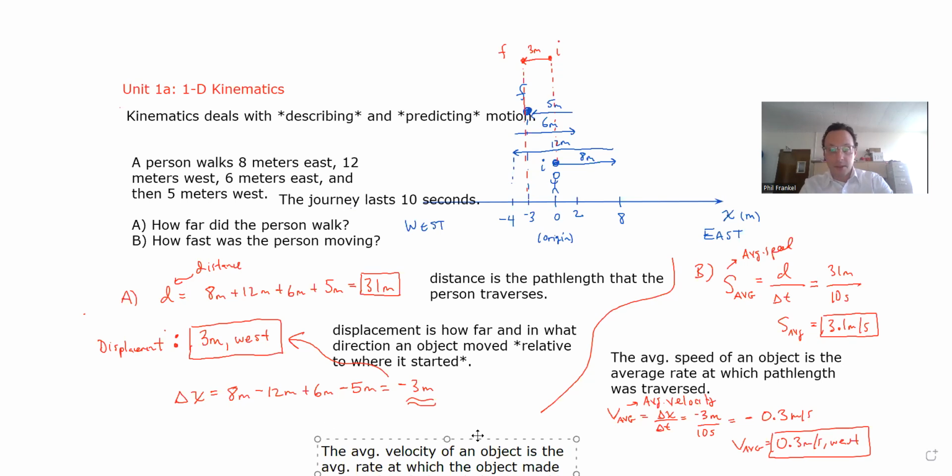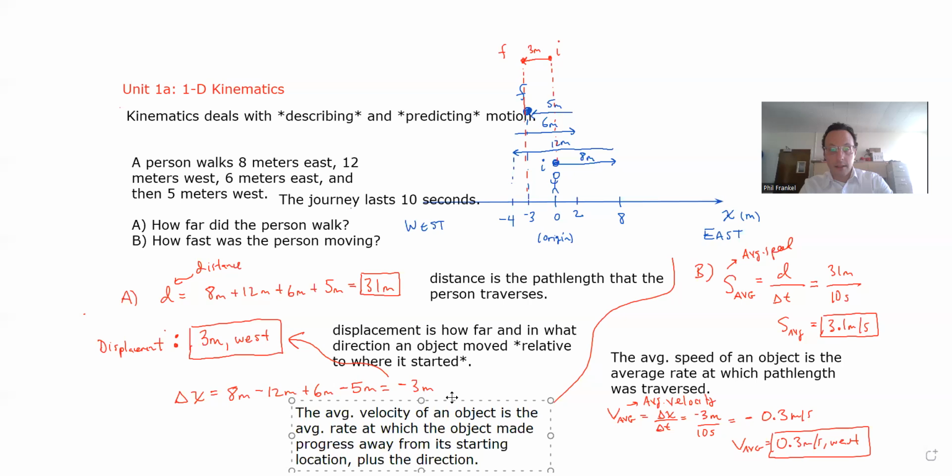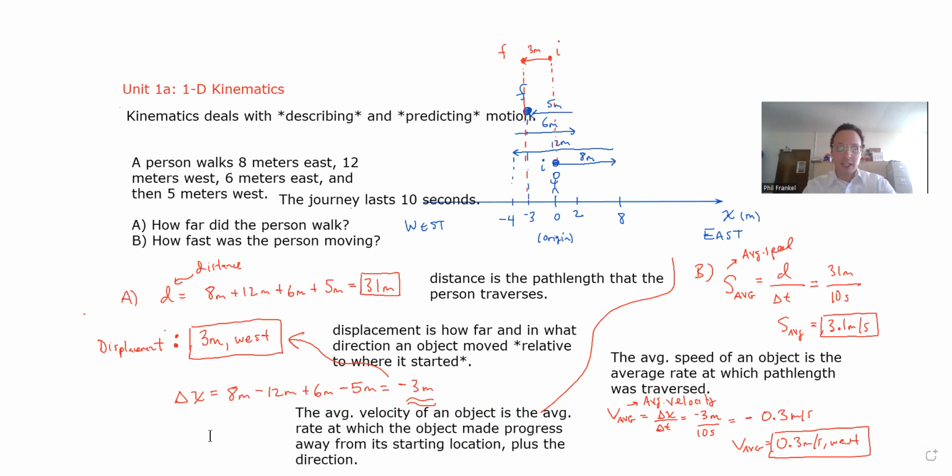Let me bring that up on screen so you can see it. Okay. There we go. So the average velocity of an object is the average rate at which the object made progress away from its starting location plus the direction. And therefore, average velocity is intimately related to displacement. The average velocity of this object is 0.3 meters per second to the west.